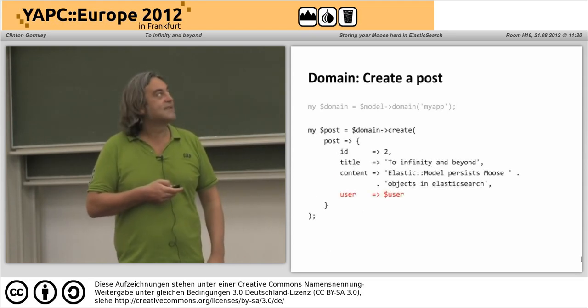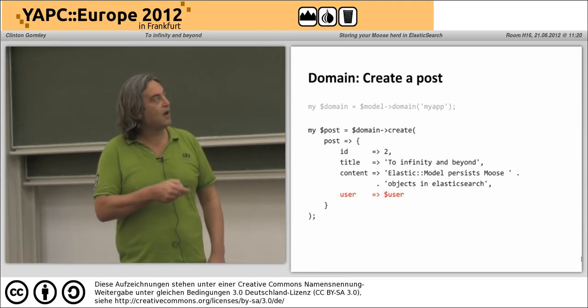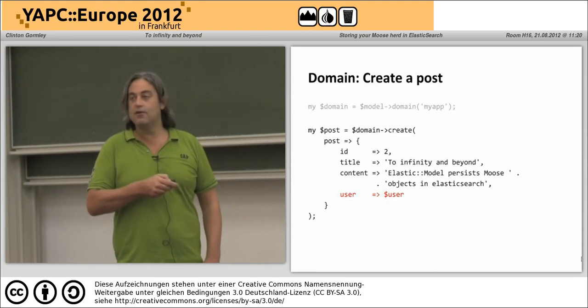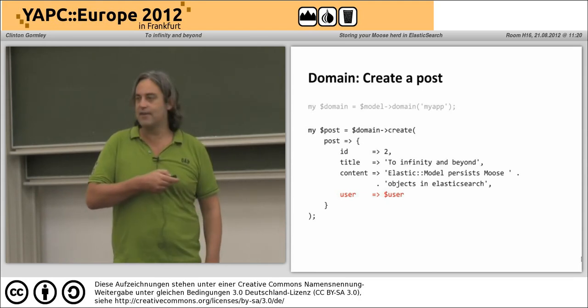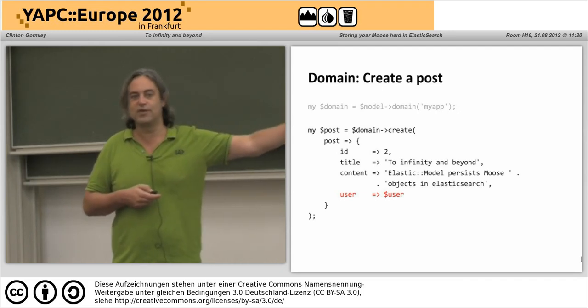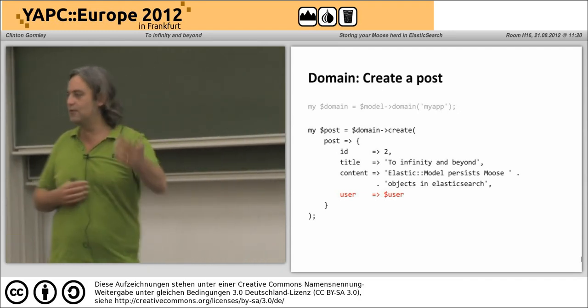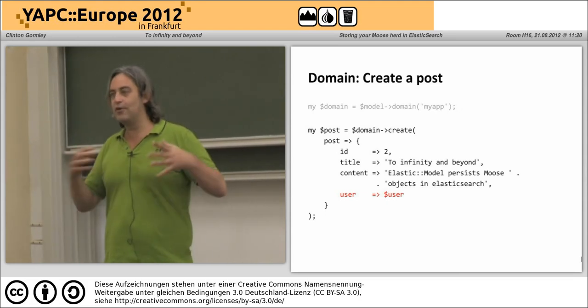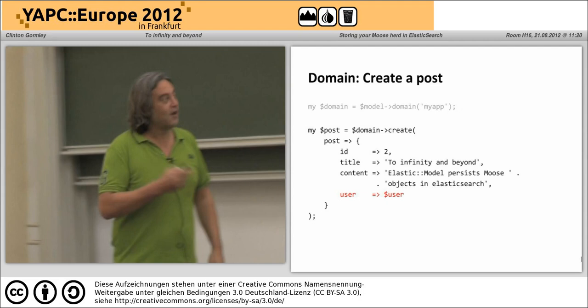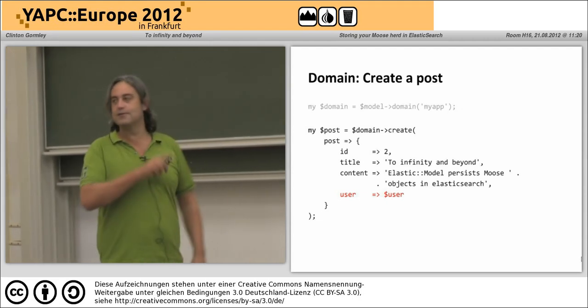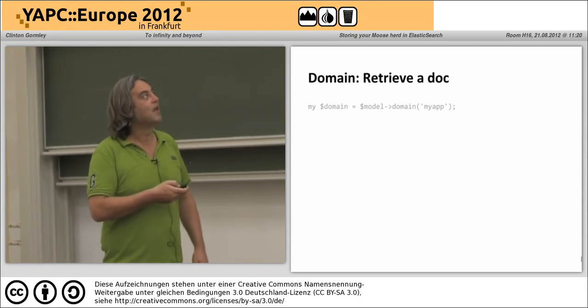Creating a post is exactly the same thing. And the only interesting part here is that we are passing the user object that we've just created into this and saving that. That will create a reference to that object and save it in Elasticsearch. So in your object model, you can have relations. And how that's indexed we'll come to a bit later on.